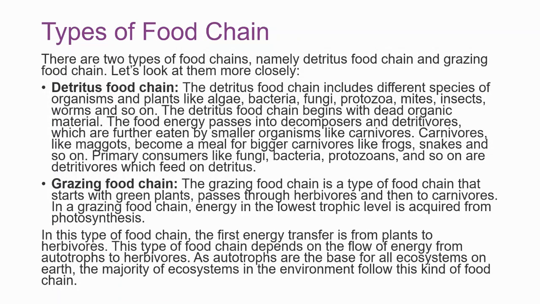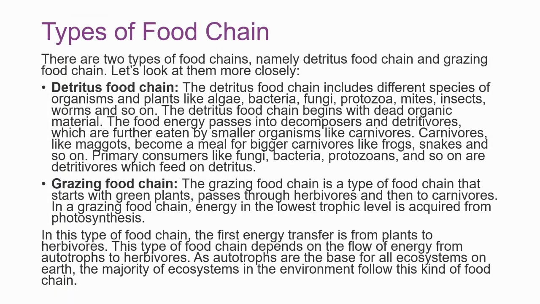Next comes the grazing food chain. The grazing food chain is a type of food chain that starts with green plants, passes through herbivores, and then to carnivores. In a grazing food chain, energy in the lowest trophic level is acquired from photosynthesis. In this type of food chain, the first energy transfer is from plants to herbivores. This type of food chain depends on the flow of energy from autotrophs to herbivores.